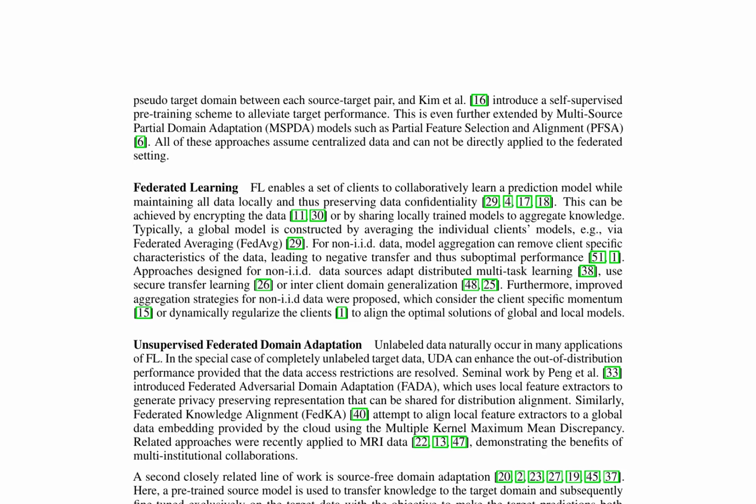In the realm of federated learning, unsupervised federated domain adaptation, UFDA, has garnered significant attention, particularly in scenarios where data is distributed across multiple clients and lacks labels. UFDA aims to enhance the out-of-distribution performance of a model on target data without access to training labels. Recent approaches have focused on federated adversarial domain adaptation, source-free domain adaptation, and multi-source partial domain adaptation. However, these methods assume centralized data or rely on augmented training samples, which is not feasible in federated settings.